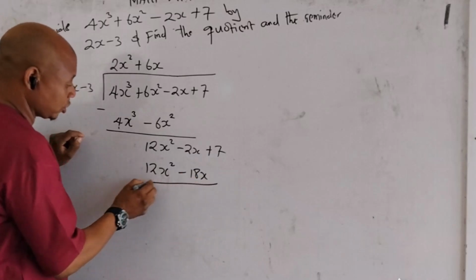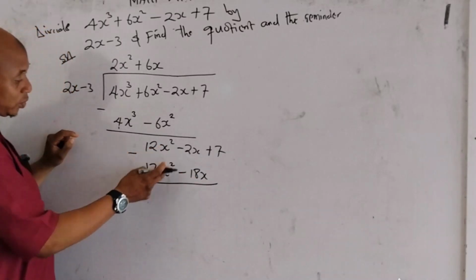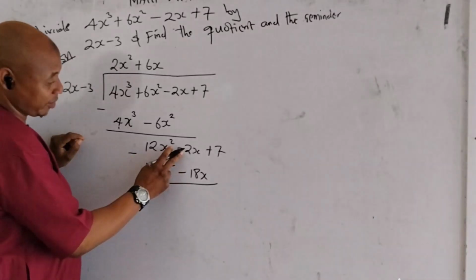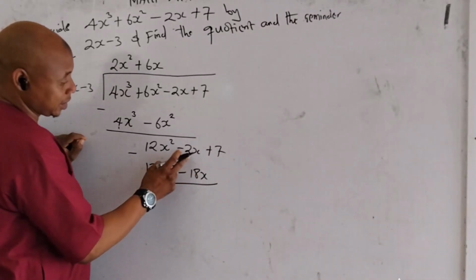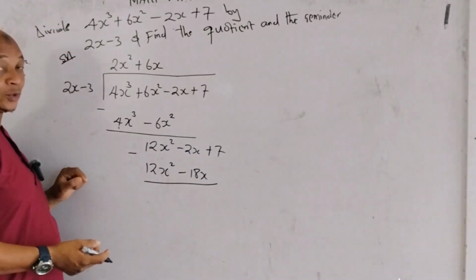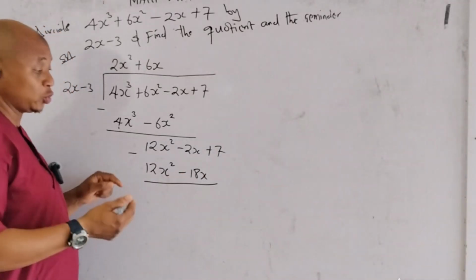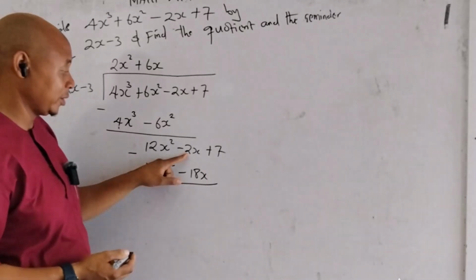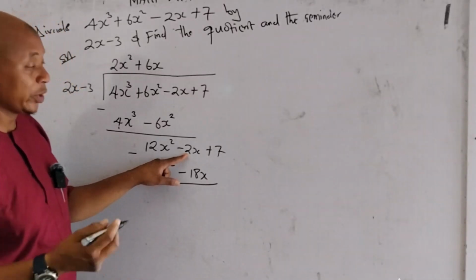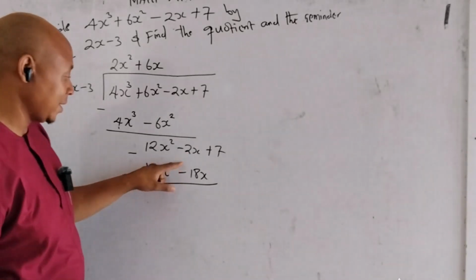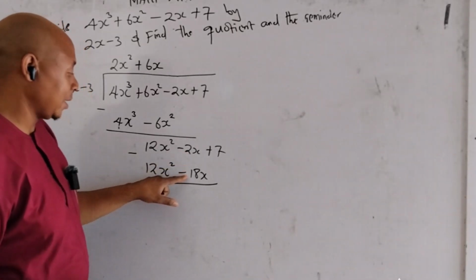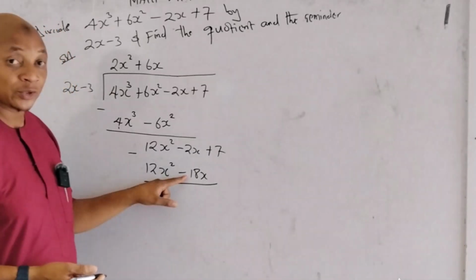So again, we are going to subtract this function together. 12x squared minus 12x squared is 0. Minus times minus is plus, so we have minus 2 plus 18x. Minus 2 plus 18. Remember the number line. We said go to where the starting point is. Starting point is minus 2. So we start from minus 2, then move toward the positive direction 18 places. So we have minus 2 plus 18 is going to give us 16.